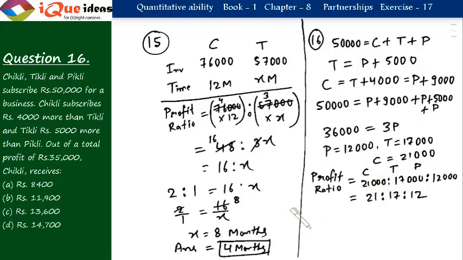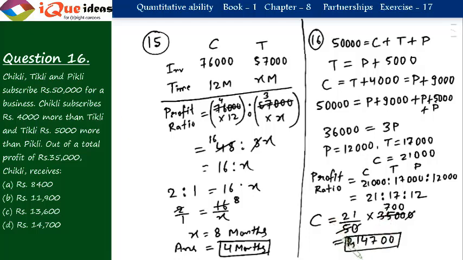And the total profit is 35,000. The question is, what is the share of Chickly? Chickly is the first one. So Chickly's share would be 21 divided by 21 plus 17 plus 12, which is 50, into total profit of 35,000. So if you cancel, 1 zero gets cancelled, 5 cancels 3,500 700 times, and 700 into 21 will be 14,700 rupees. So you can calculate the share of everyone from here now. The share of Chickly would be 14,700 rupees.